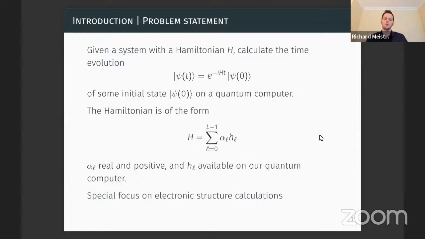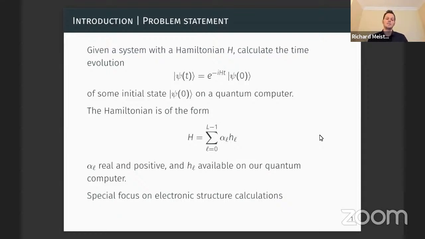Say if you want to do quantum chemistry, we start with some molecule and we want to calculate its properties. We usually start with the Born-Oppenheimer approximation. So we fix the nuclei and we write down the Hamiltonian of the electrons in that potential. And then we do our Jordan-Wigner transformation or our Bravyi-Kitaev transformation, and we end up with a Hamiltonian that is a weighted sum of some Pauli strings.